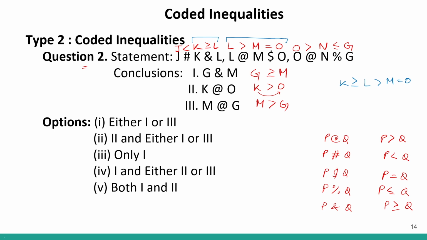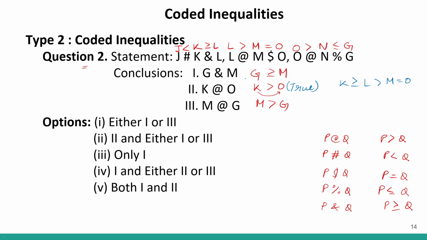So I can conclude that K will be greater than O. So this statement is true. Correct? Now if I look over here, M is greater than G. So M is equal to O is greater than N. Again, between M and G, I cannot establish any relationship.